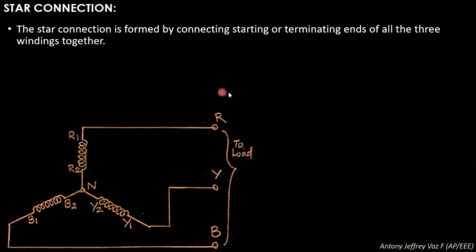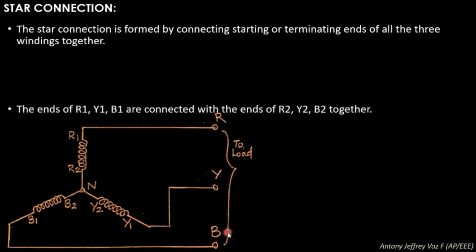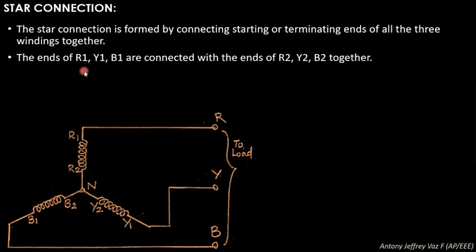This three-phase supply is available in the generating station as well as in the transmission line as well as in your home. The ends of R1, Y1, B1 are connected with the ends of R2, Y2, B2 together. That means the three phases are connected.